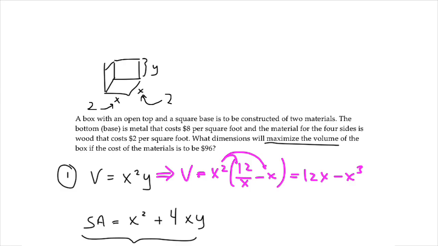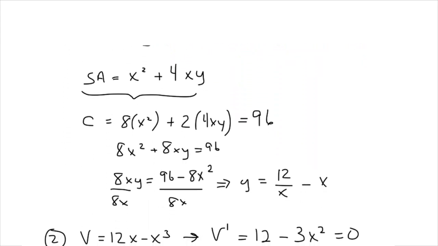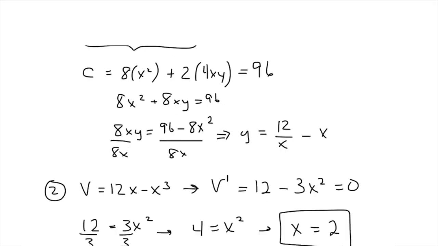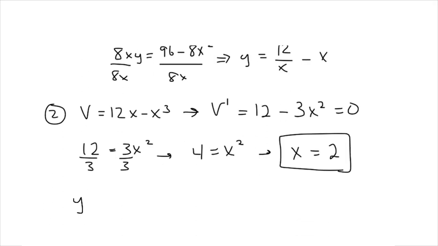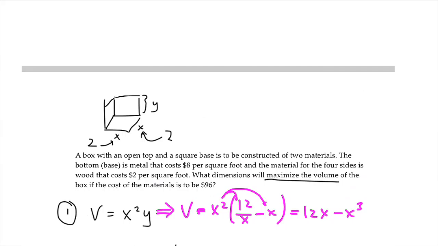Now, what's y got to be? Well, luckily, we did the work earlier that y is 12 over x minus x. I'm looking right here. That's y. So now I know what y's got to be. That's 12 over x minus x, which gives me 12 over 2 minus 2. 12 over 2 is 6, and 6 minus 2 gives you 4. So apparently if x is 2 and y is 4, we are going to maximize the volume.